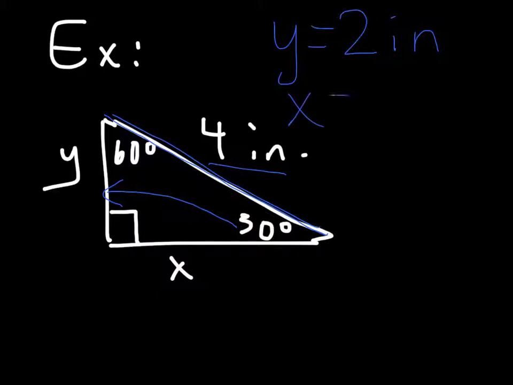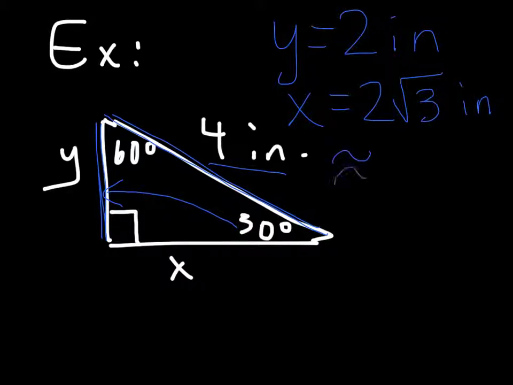And then side x is going to be the length of side y times the square root of 3. So 2 times the square root of 3 inches. And I can do that on my calculator, and I can find that that side is about 3.5 inches long.